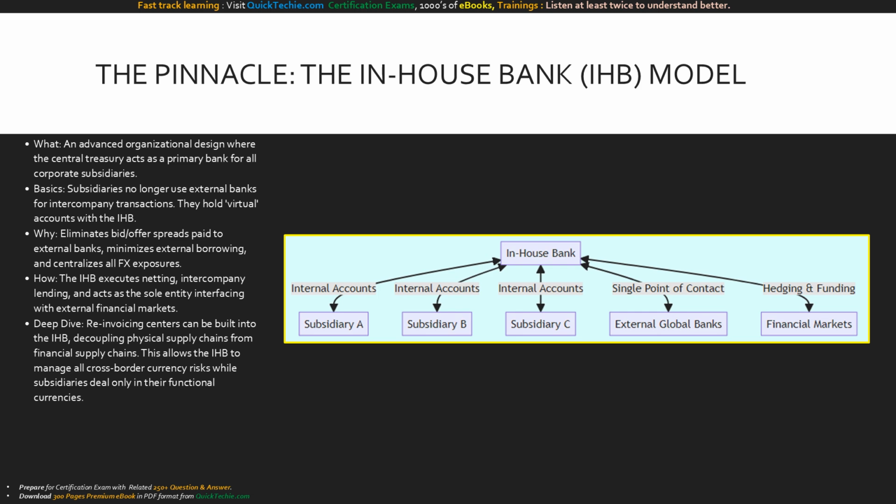This diagram elegantly illustrates the hub-and-spoke power of the in-house bank model. In the center, the IHB stands as the ultimate financial authority. Radiating outward, subsidiaries A, B, and C interact only with the IHB. They maintain internal balances, borrowing from or lending to the IHB rather than going to local banks. Because all internal flows are netted against each other, the net residual risk is drastically minimized. Look at the bottom of the diagram. The IHB acts as the single, powerful point of contact with external global banks and financial markets. This consolidates the company's negotiating power and ensures that external capital is raised at the absolute lowest cost possible.